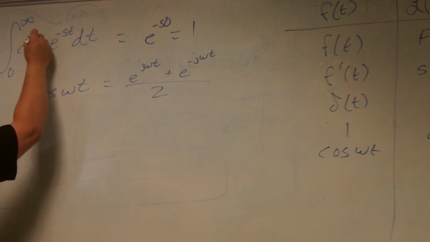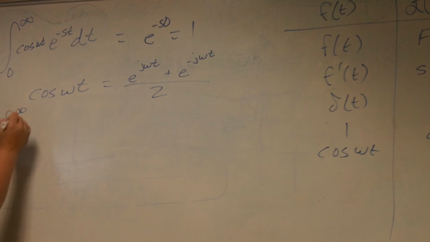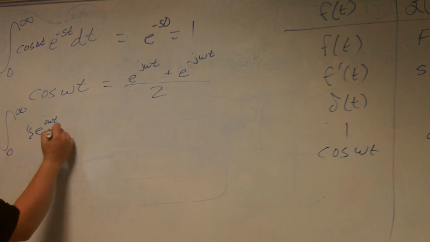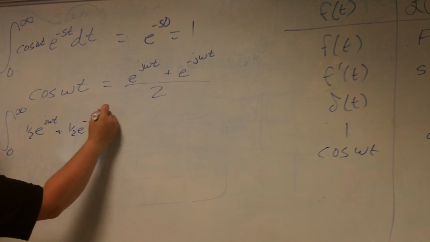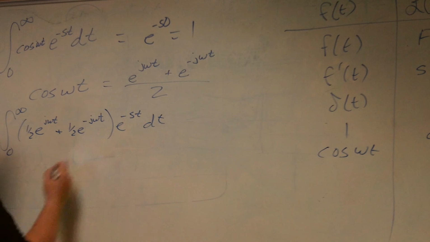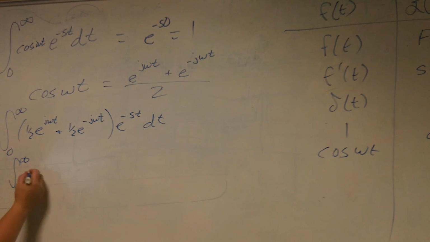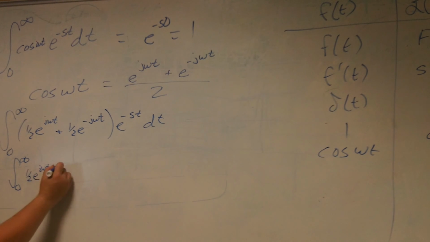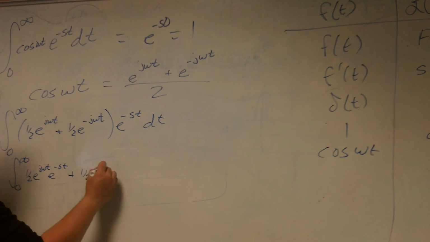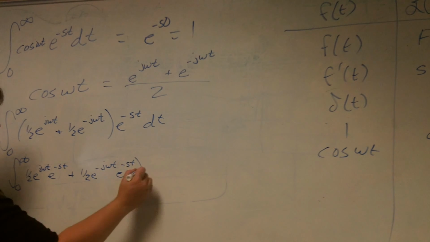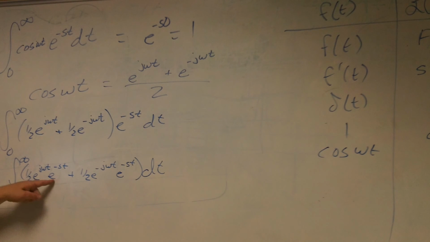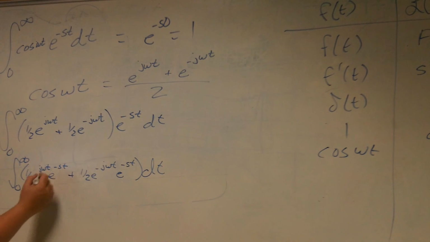All right, so when I do the cosine, that's just the integral from 0 to infinity of 1 half e to the j omega t plus 1 half e to the minus j omega t, times e to the minus st dt. Now I can distribute this. So I get 1 half e to the j omega t e to the minus st plus 1 half e to the minus j omega t times e to the minus st dt. But notice, I can stick the exponents together, can't I? So I can separate this into two integrals. I can integrate this one, and then I can integrate that one. We agree?